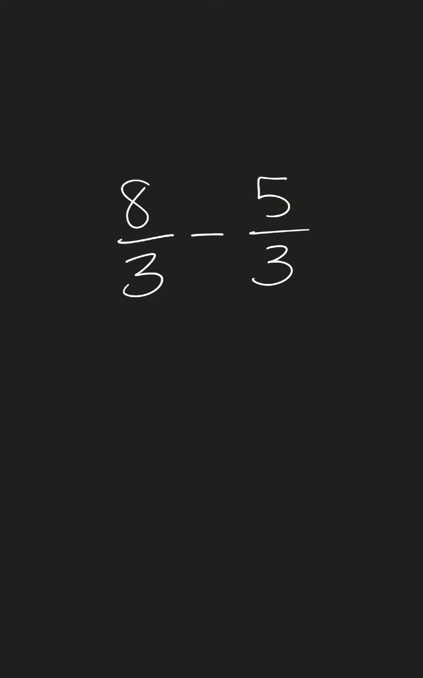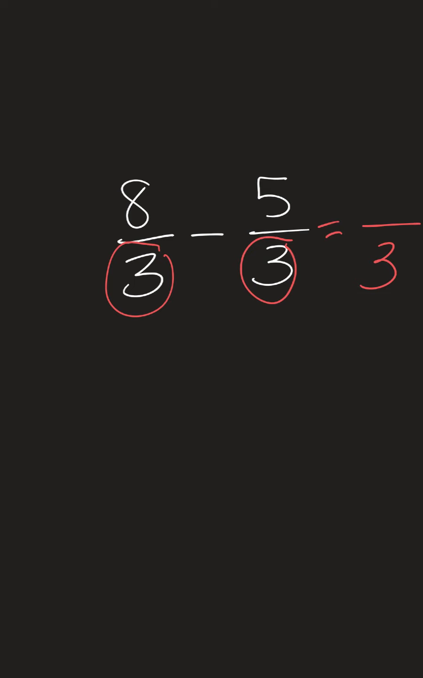Let's take a look at an example of subtraction. So we have 8/3 minus 5/3. So here I'm going to do the same process that I used with my adding fractions. I'm going to check my denominator first. So I have a denominator of 3. They're both the same, which is awesome.